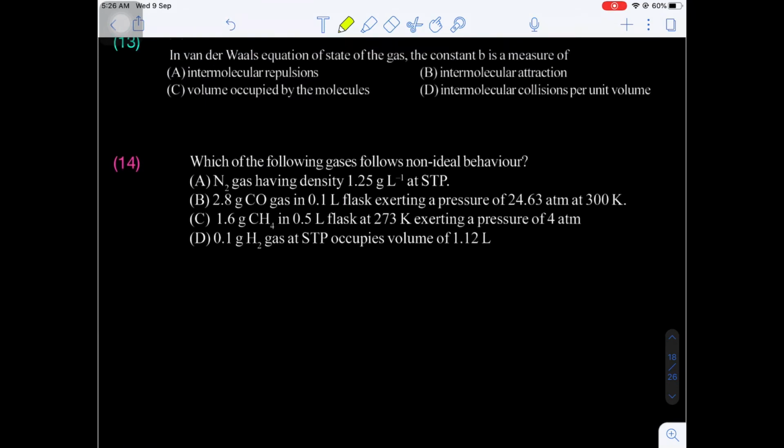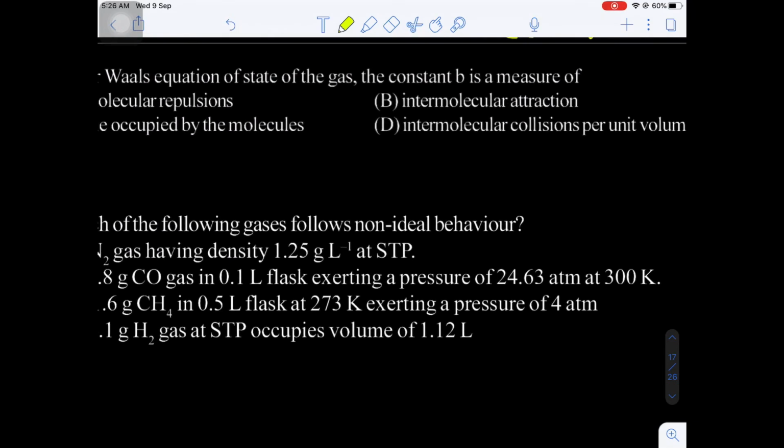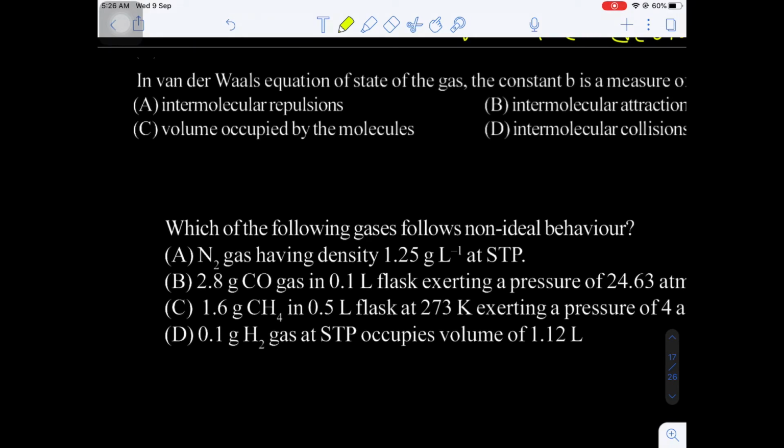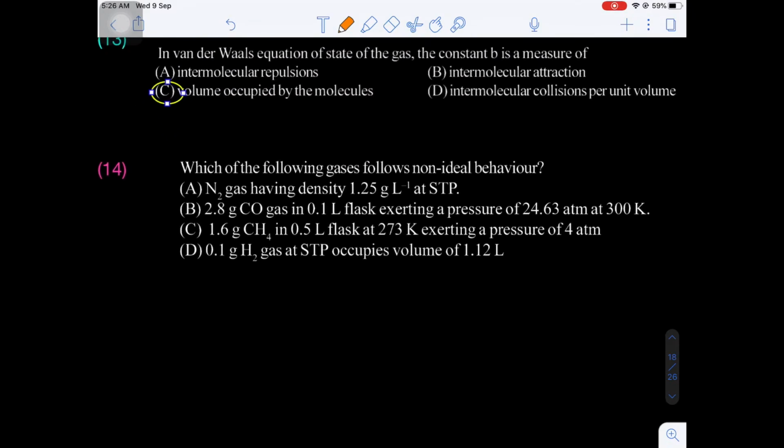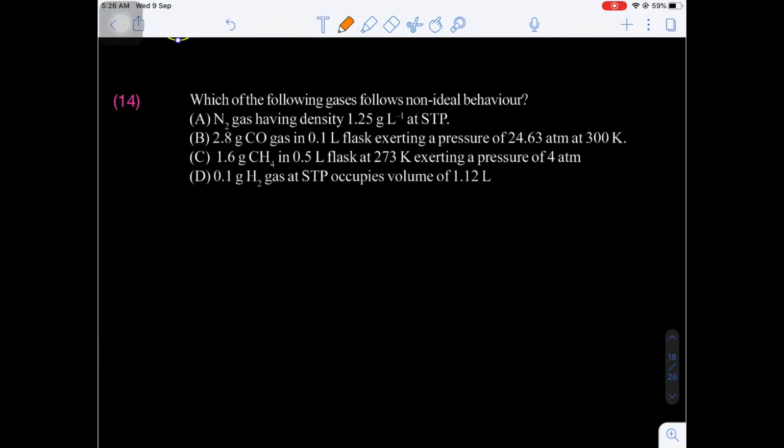Now in the next question, number 13, in the van der Waals equation of state, the constant b is a measure of, what is b? b is nothing but the volume occupied by the gas molecules. Yes or no? Okay. Next, which of the following gases will follow non-ideal behavior? That means first of all we have to calculate the compressibility factor for every gas. The gas whose compressibility factor is not equal to 1 will be the non-ideal gas or real gas.